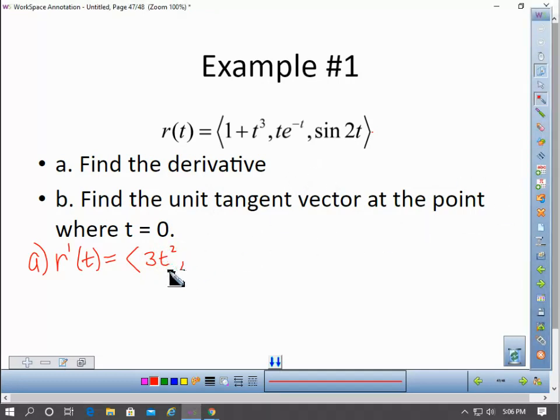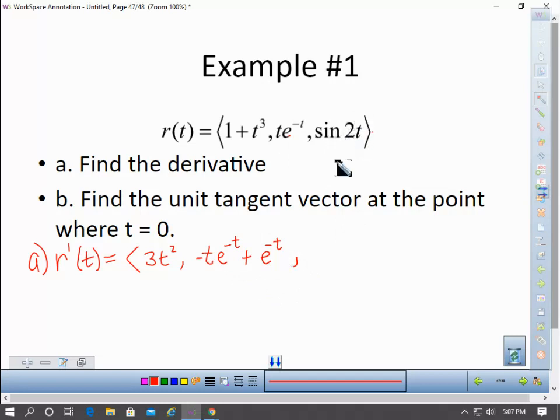And then we need to do the derivative of the second part. So this is t e to the negative t. This is a product, so I need to do product rule here. So it's going to be first function times the derivative of the second function. So that would be t times e to the negative t times negative 1, plus the second function, e to the negative t, times the derivative of the first one, which is going to be 1. So I just had to do product rule.